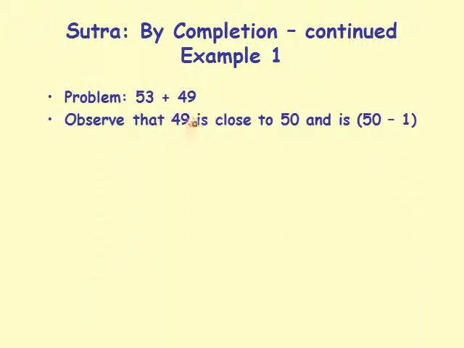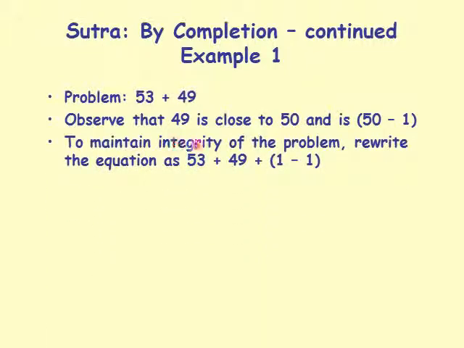So 49 is close to 50 and it is 50 minus 1. So we just can't add 1 to 49 without also subtracting 1. So we do 53 plus 49 plus 1 minus 1. This is by addition and subtraction. Now we regroup them, so we're trying to make 50 here from 49 plus 1. So minus 1 gets combined with plus 53. The problem becomes 52 plus 50, which is 102, which is easier to solve than 53 plus 49.